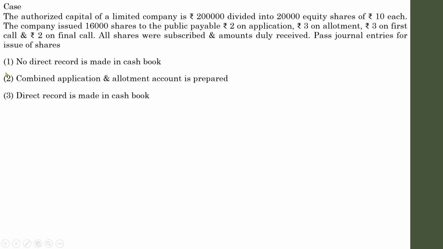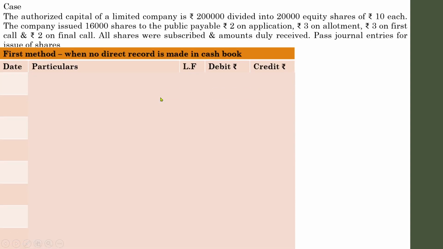First case, no direct record is made in the cash book. That means you simply have to pass the necessary journal entries. So first one, first method, no direct record is made in the cash book, otherwise known as a simple journal entry.